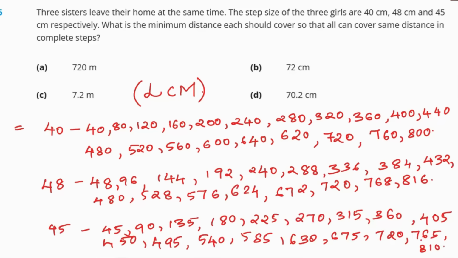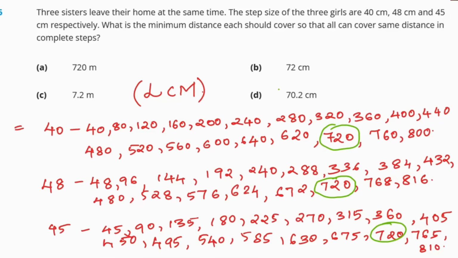So from that, we have to find out the least common multiple. So here, which is the least common multiple? See here, which number is the same for all these? The common number, yes. This is the first common multiple. That is the least common multiple among these three numbers: 720. Okay, 720 is the least common multiple.